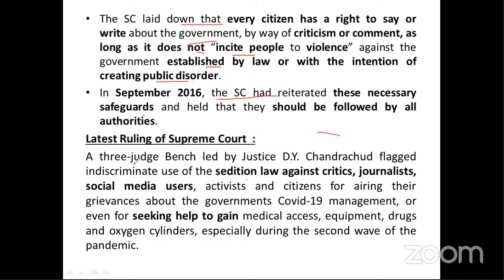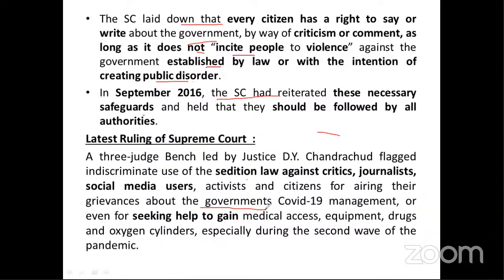Now, the latest ruling of the Supreme Court about this sedition law: a three-judge bench led by Justice D.Y. Chandrachud flagged an indiscriminate use of the sedition law against critics, journalists, social media users, activists, and citizens for airing their grievances about the government's COVID-19 management.